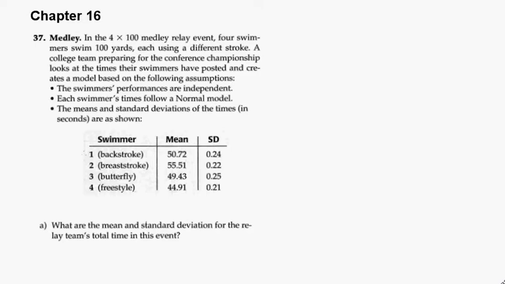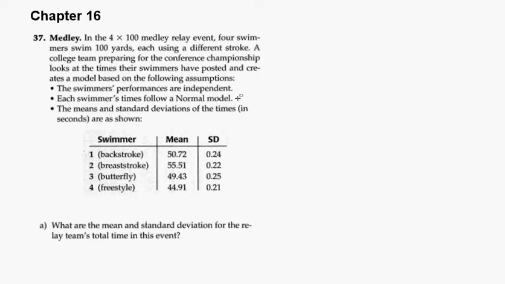This is problem 37 from Chapter 16 of the textbook Stats: Modeling the World, 2nd edition. Here, what we're looking at is what's called a medley. It's kind of like a swim race where there are 4 swimmers and they swim 100 yards. One person swims 100 yards, and the next person swims, and the next person, until all 4 have gone, and each one does a different stroke or swim style.